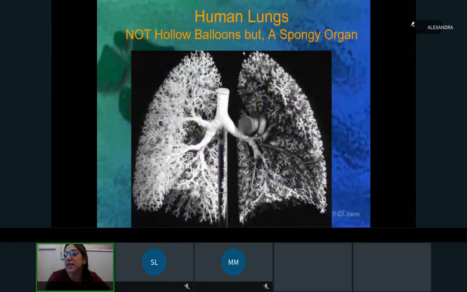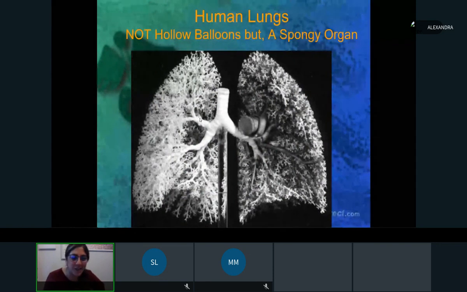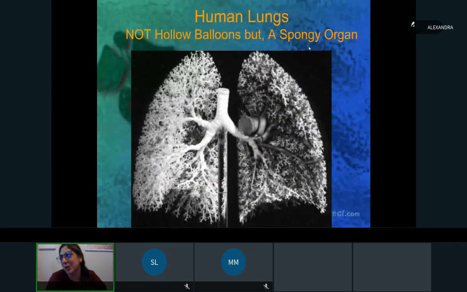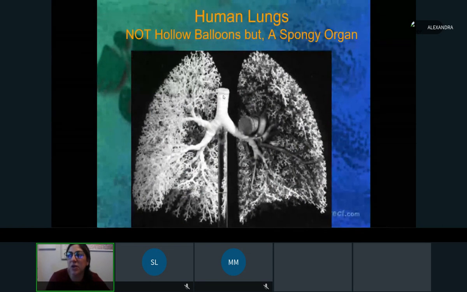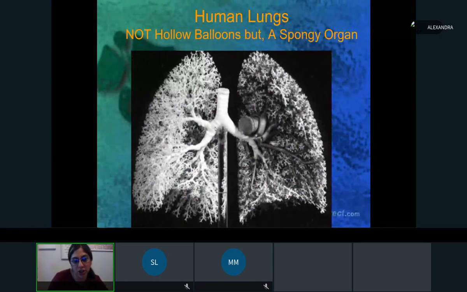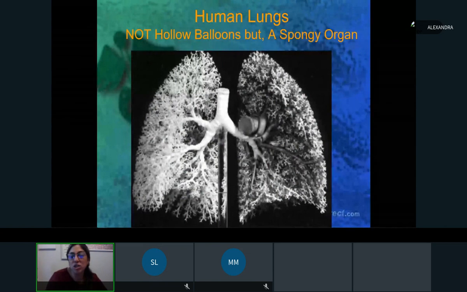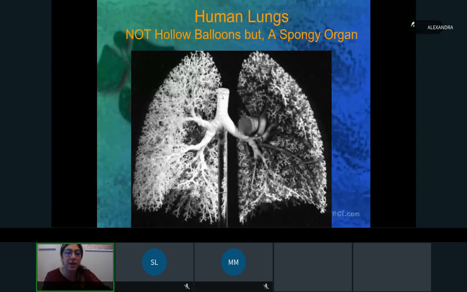So this is a picture of the lung. This is what our lungs look like. Oftentimes we think of them as balloons, but they're actually not balloons. They are a spongy organ. So you're going to see that they kind of go into that system. Their structural organization goes from big to small. So this is that part, and we're going to talk about the different parts of the respiratory system.